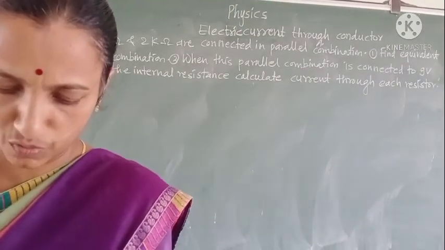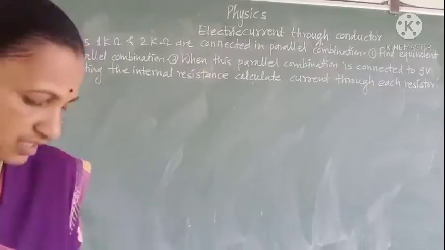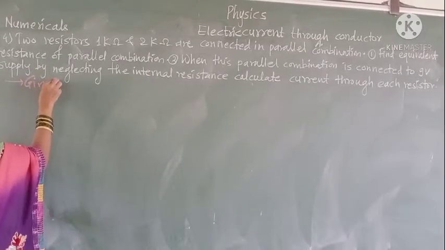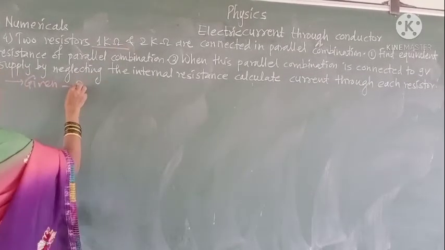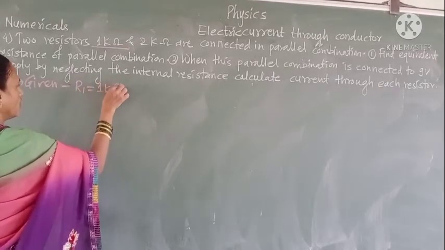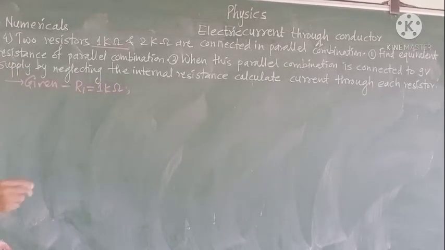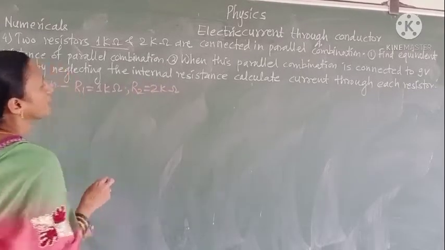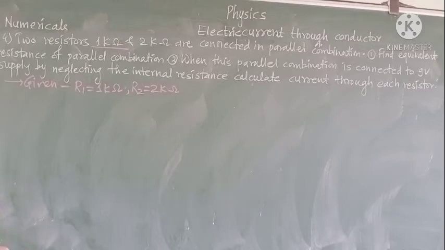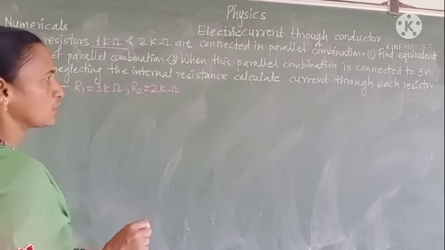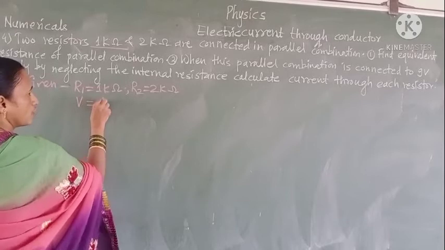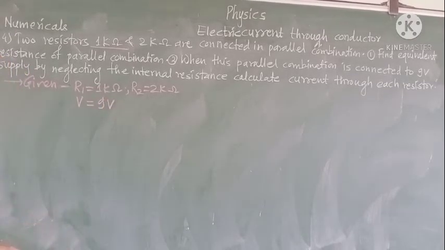First we have to write the given terms. The first resistance R1 has the value 1 kilo ohm, and R2 has the value 2 kilo ohm, which are connected in parallel combination, and we have to calculate the equivalent resistance of the parallel combination. Then this parallel combination is connected to a 9 volt supply.